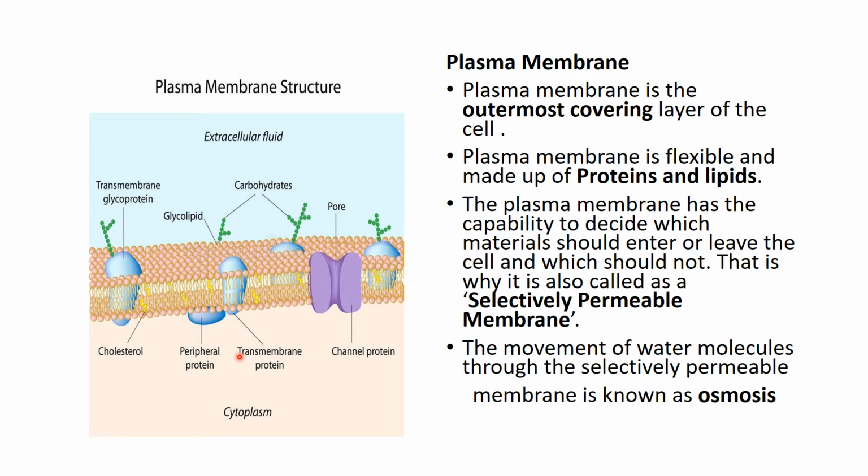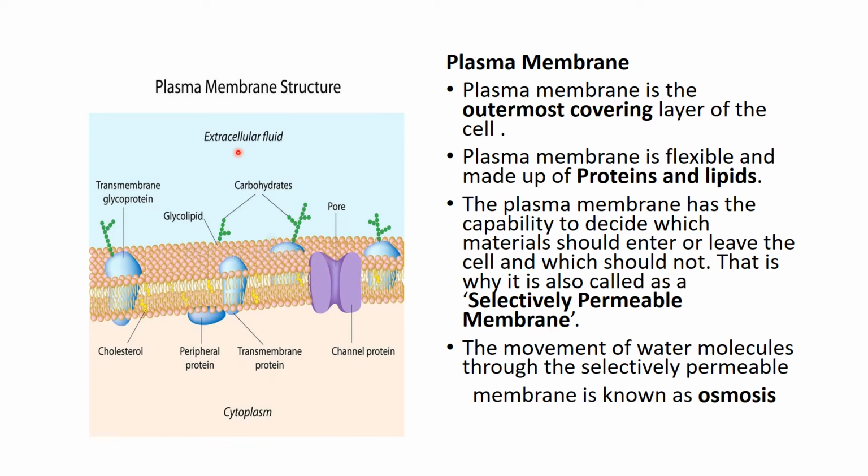The plasma membrane is a selectively permeable membrane. This membrane is selectively permeable in the sense that it decides itself which materials should enter the cell and which material should move out of the cell. The entry of substances into the cell and the exit of substances from the cell is decided by the plasma membrane. That is why it is known as a selectively permeable membrane.